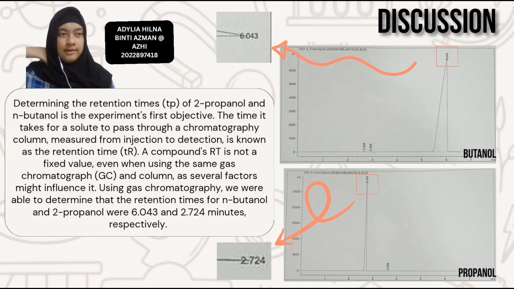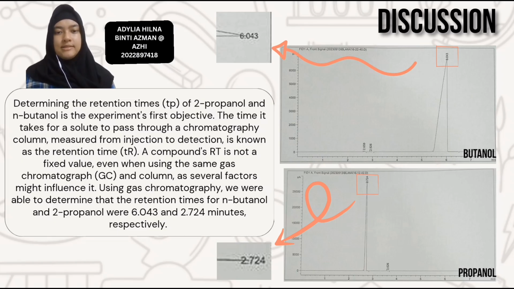Using gas chromatography, we found that 2-propanol eluted at 2.724 minutes and N-butanol at 6.43 minutes, with the faster elution of 2-propanol attributed to its lower boiling point and weaker interaction with the stationary phase. It's important to note that the retention times are not fixed.